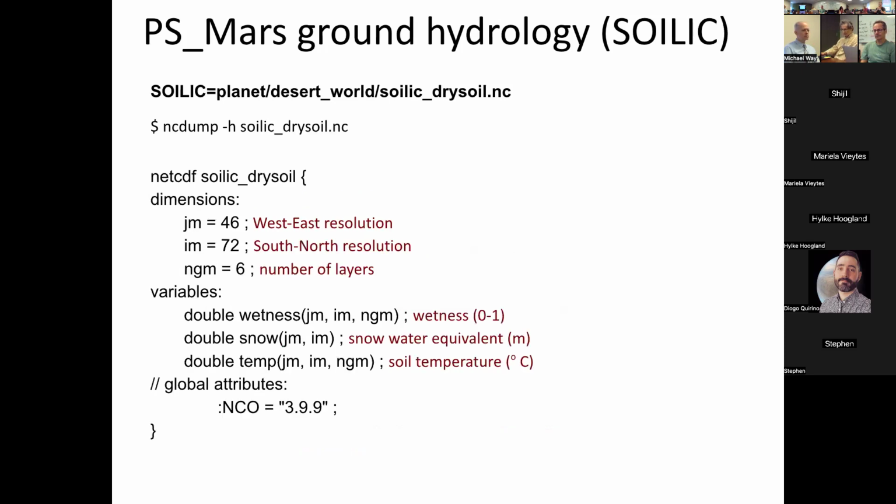Next slide is the soil IC file. That file you will probably modify often if you run ground hydrology, I mean a land surface model, and you're interested in different input conditions. It's very simple. You just specify the wetness of soil layers from 0 to 1, 0 being completely dry and 1 completely saturated. You can modify snow thickness in terms of water equivalent, and you specify soil temperature.